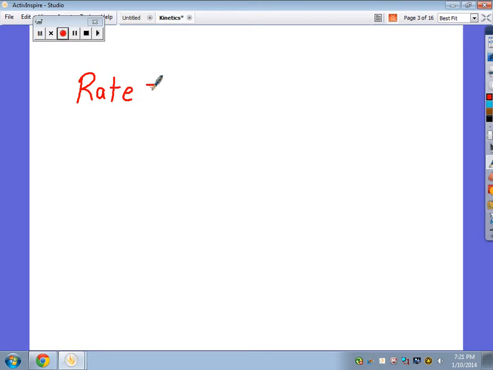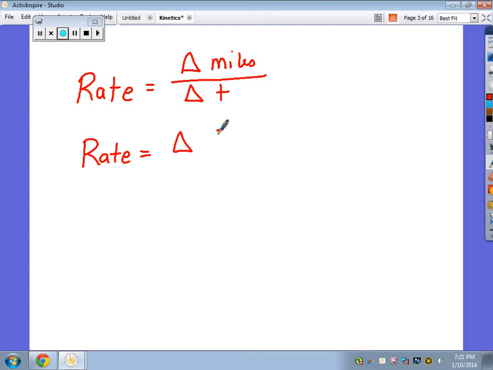Rate is the change in something, so it's the change in miles per the change in time. You're used to miles per hour. But in terms of what we're talking about in chemistry, we're talking about rate equals the change in concentration of something. We're going to call that A, over the change in time.